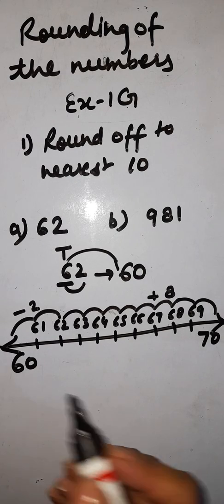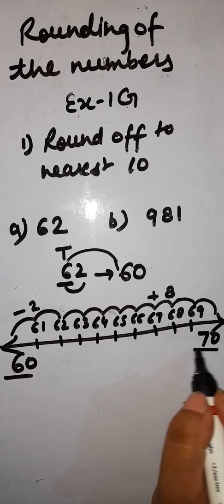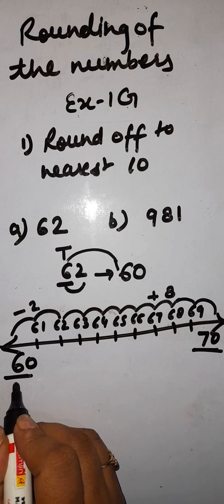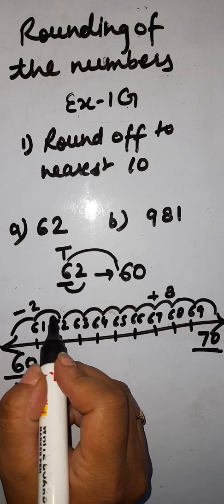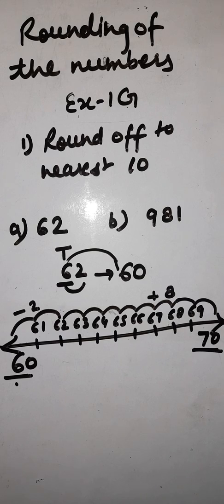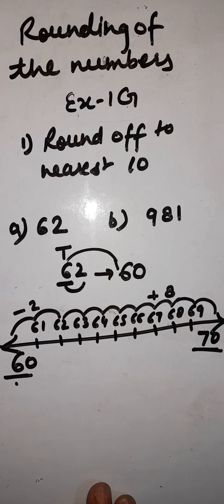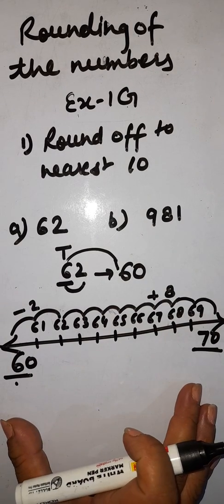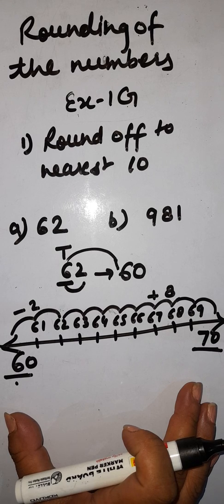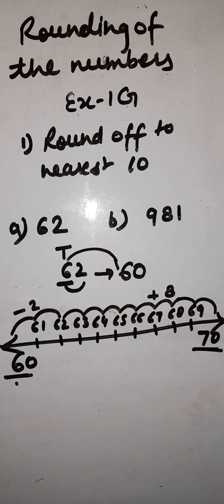62 किसके ज़्यादा नज़दीक है, 60 के या 70 के? Yes, 60 के. Why? Because it moved back only 2 steps. वो 2 step में ही वापस आ जा रहा है, but 70 तक जाने के लिए उसे पूरे 8 step आगे जाना पड़ रहा है. So in this way you can easily round off the numbers to the nearest 10, 100 and 1000, right?